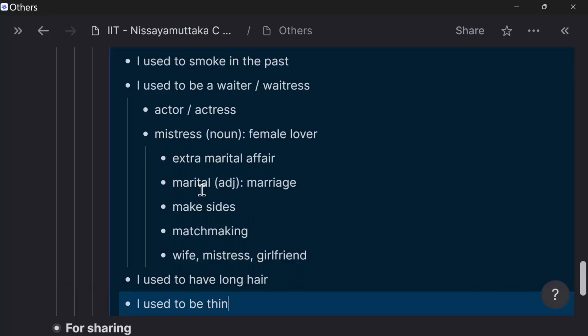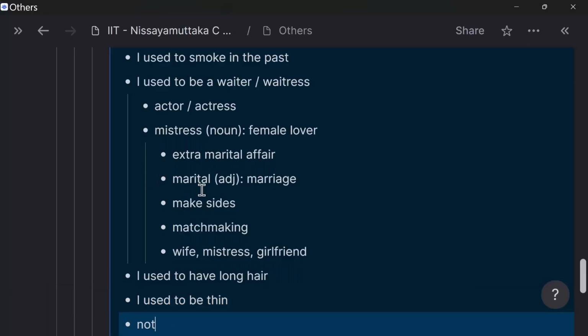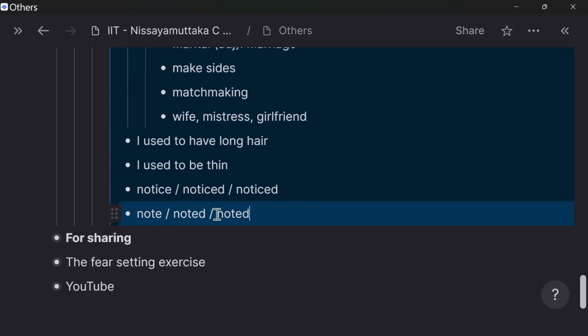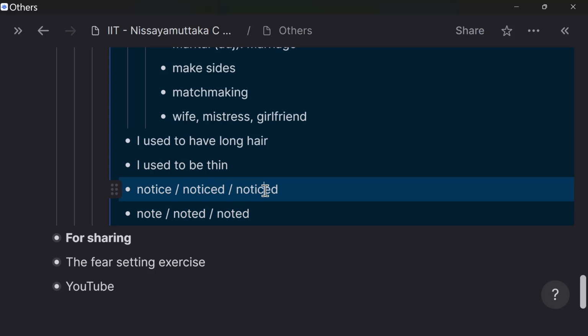The verb is notice. Noticed is the past. This verb is different from the verb to note. Note, noted. Noted is the past. Noticed is like to see something. Notice. Okay?